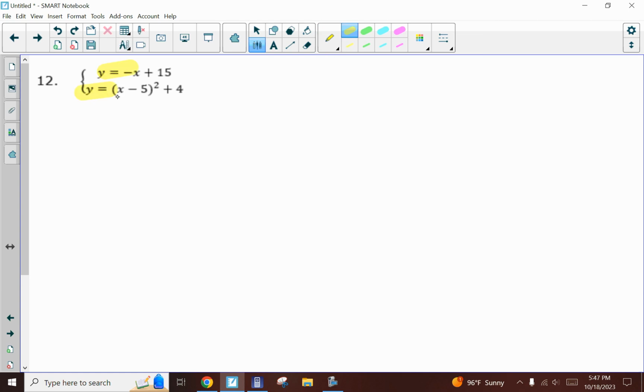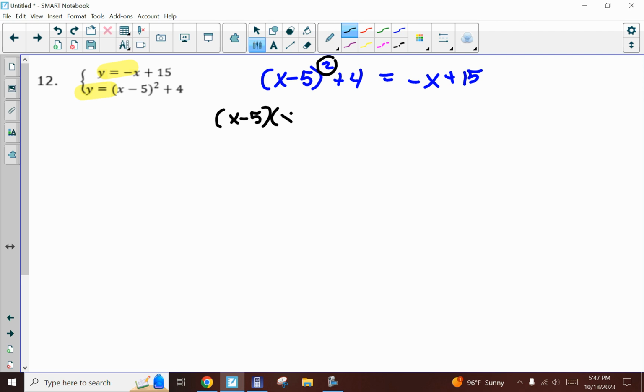They already say y equals, so we're ready to just set them equal to each other. So I'm going to have x minus 5 squared plus 4 equals negative x plus 15. Exponents mean write it twice. So we're going to do x minus 5 times x minus 5. I'm going to multiply this out real quick. So x squared minus 5x, and then minus 5x again, plus 25.